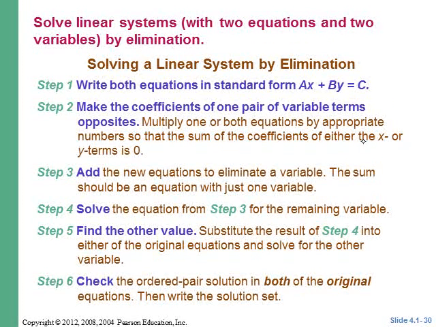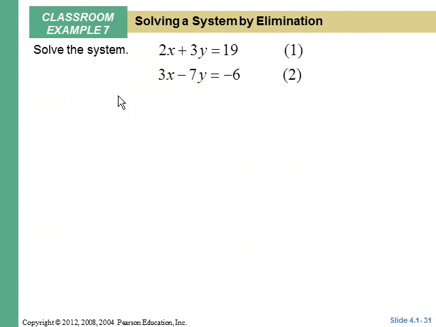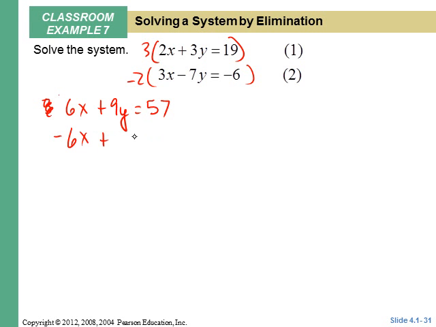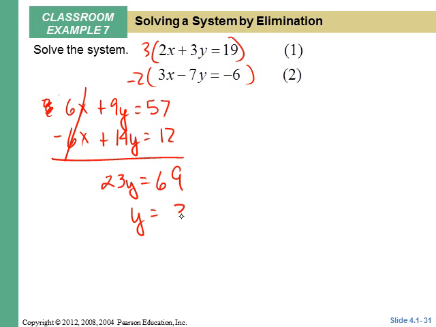So when we eliminate, we match them up so that the coefficients match, which sometimes means you may have to multiply and then substitute to find the other value. Now in this case, I'm going to solve by multiplying the top equation by 3 and the bottom equation by 2. And when I do, I get 6x plus 9y equals 57. Bottom equation by negative 2, I get negative 6x plus 14y equals positive 12. Now when I add them, the x's are eliminated, and I get 23y equals 69. So y is 3.